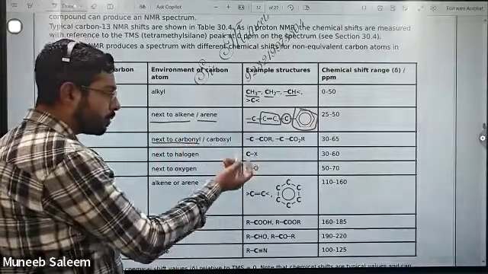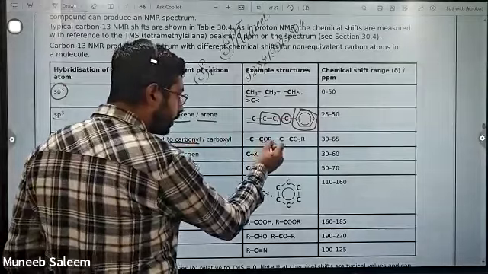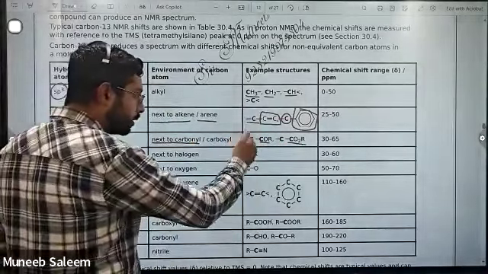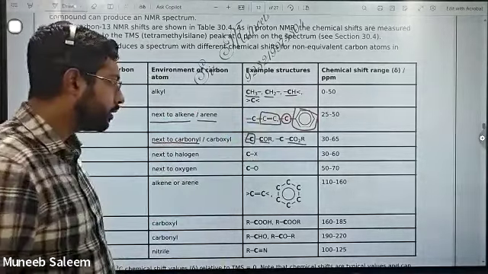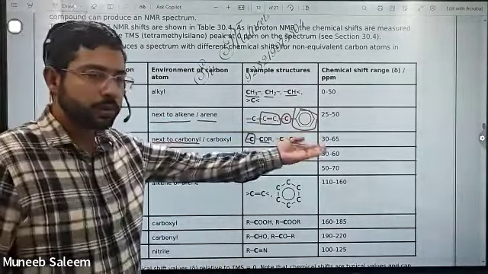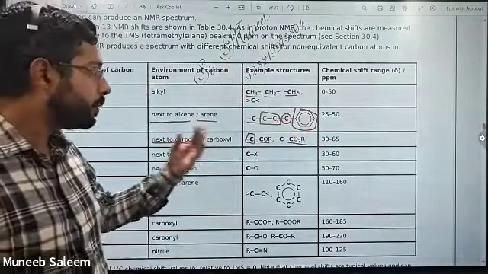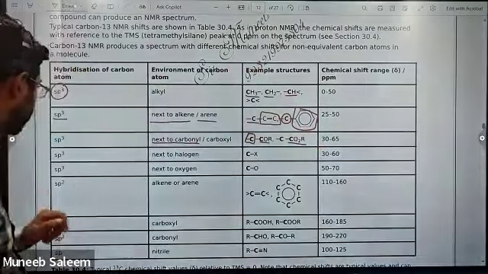Now here, sp3 carbon which is next to a carbonyl or carboxyl group. This is the carbonyl group and this is the carboxylic group. So this carbon is bonded next to a carbonyl or carboxylic group. Its value is given. You will be provided this table in your exam. You just need to interpret these values for your given question.